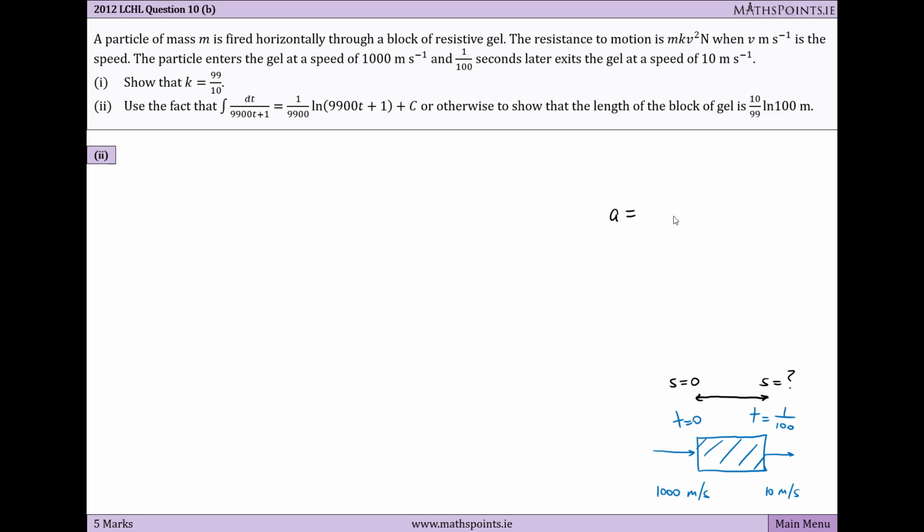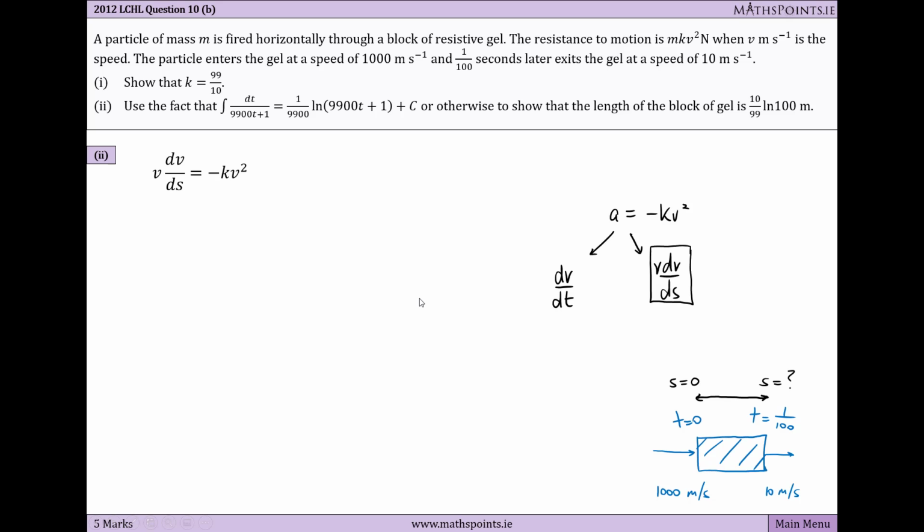So we have a formula for acceleration, which is minus kv squared, and we know that we can change acceleration into dv dt, which is the change in velocity over time, or we can change acceleration into v dv ds. We haven't got a formula that can work with s's and t's at present, so instead of finding the distance traveled from the time is 0 to the time is 1 over 100, we're going to find the distance traveled from when the velocity was 1000 to when the velocity was 10, and that allows us to use this formula for acceleration. So we'll start with that.